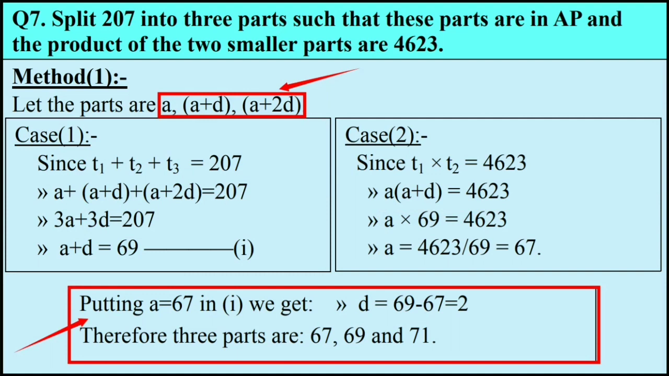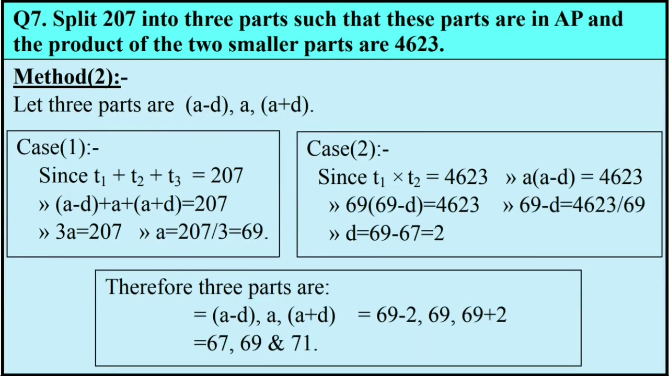Here we put the value A equals 67 in equation 1 and we get the value of D, that is 69 minus 67 equals 2. Finally, with A equal to 67 and D equal to 2, we get the three terms of the series, that is 67, 69 and 71, and here the solution completes. Let's take the same question and try to solve it in a different way.